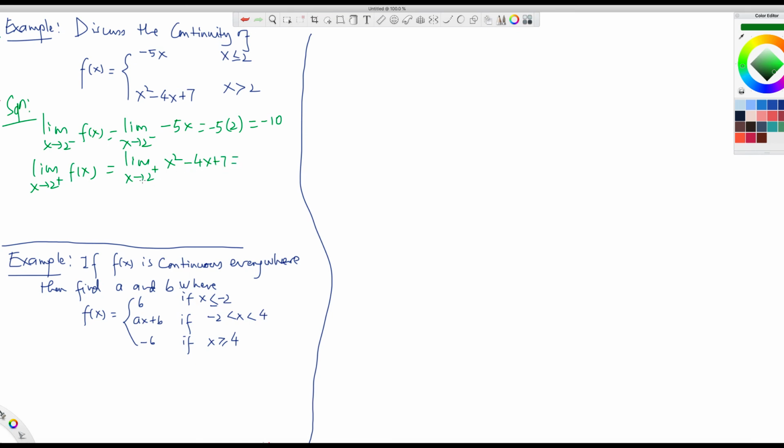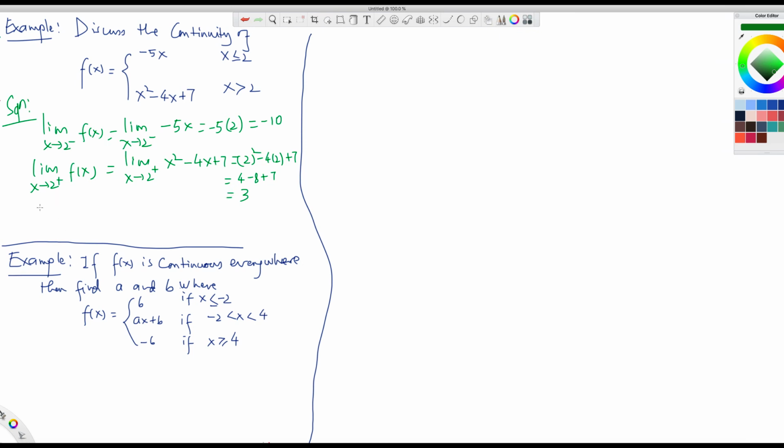What you do is you plug in that 2. So 2 squared minus 4 times 2 plus 7. How much is 2 squared? 4 minus 8 plus 7 is how much? Is that 4 minus 8 is negative 4 plus 7 is 3. So the left limit is not equal to the right limit. So the limit does not exist. So limit does not exist means the function is not continuous.